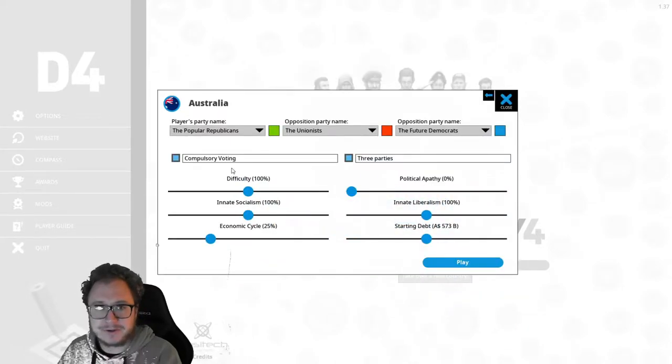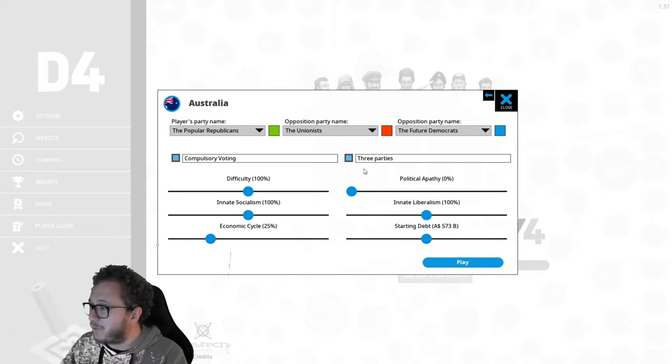So compulsory voting is a thing in Australia. Technically three parties. I mean, if you look at it properly now in Australia, there's more than three major parties. There's two absolute majors and then three or four semi-majors and then another three or four that are sort of on the cusp of becoming well-known.